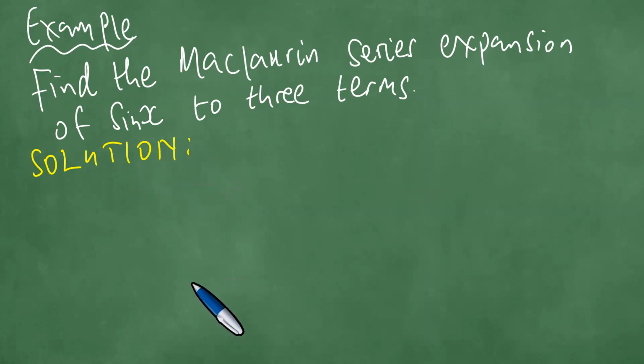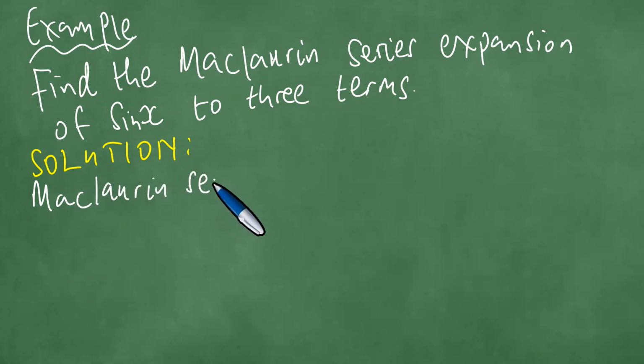Find the Maclaurin expansion of sine x to 3 terms. What do we do? Straightforward and very, very easy. But first, we must write down the formula. What is the formula? Right, the Maclaurin series formula.